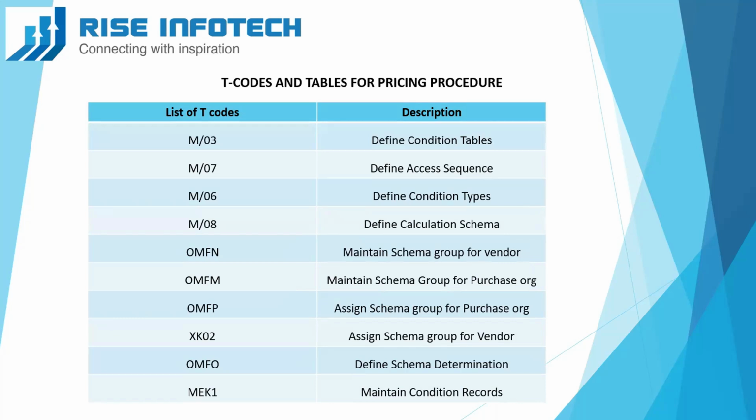M-03 to define the condition table, M-07 to define the access sequence, M-03 for the condition type, M-08 to define the calculation schema, MMFN to maintain the schema group for vendor, MFMM to maintain the schema group for purchase organization, OMFP to assign the schema group for the purchase organization, XK02 to assign the schema group for vendor, OMFO to define the schema determination, and MEK1 to maintain the condition records.